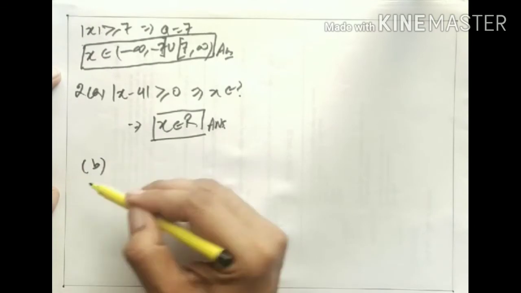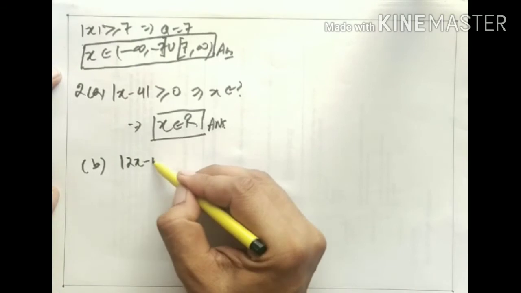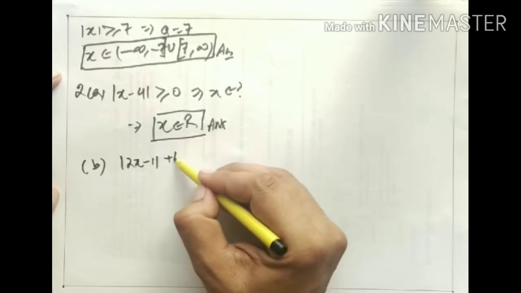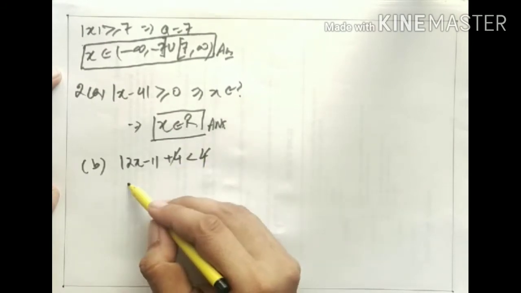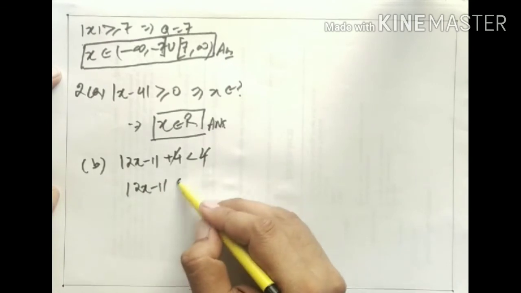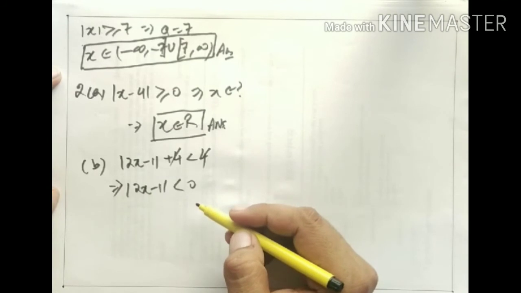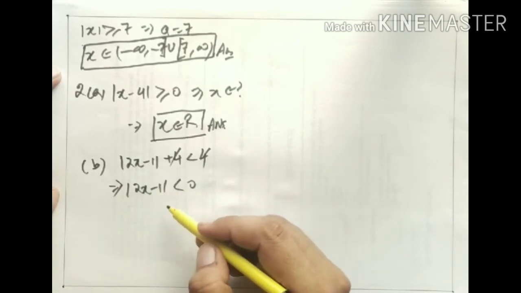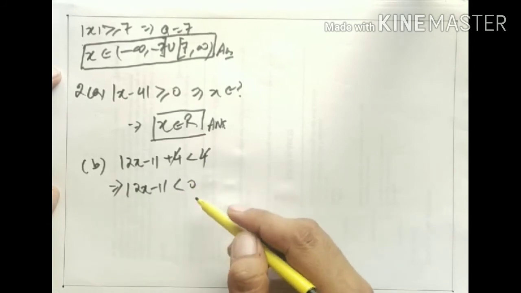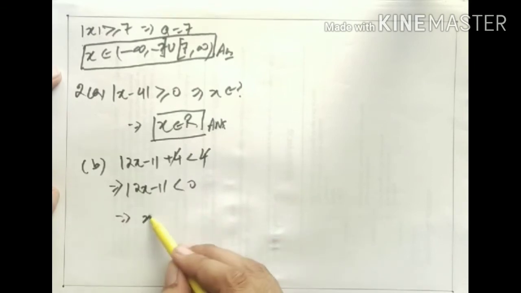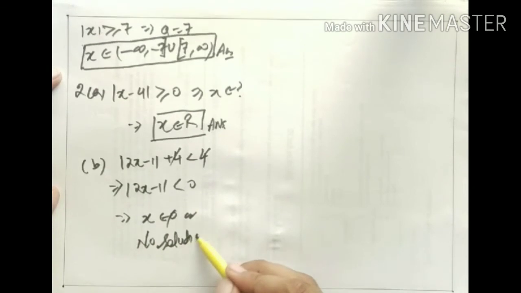Let's see the B part. The B part says mod of 2x minus 1 plus 4 is less than 4. Then we have to find the interval of x. Let us cancel this 4. So this becomes mod of 2x minus 1 is less than 0. Now we know by the basic definition of mod that modulus is a machine which emits numbers which are greater than or equal to 0. So this is giving a condition which is less than 0. It is not possible. That means straight away the answer will be x belongs to the null set, or no solution.